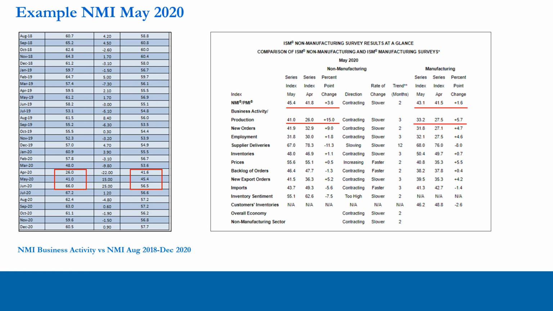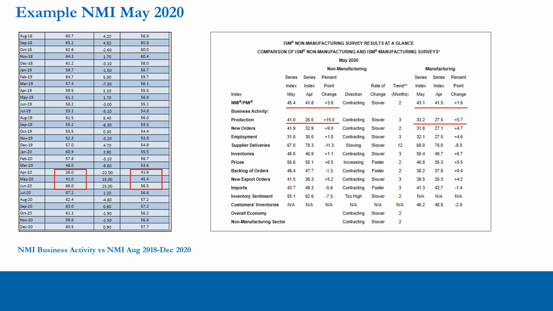So what we've highlighted here is the May 2020 survey for both the composite NMI and business activity, or production, as it's called in the survey. So we have the NMI composite and business activity. May 2020, the big rebound. So you can see the series in April for business activity was 26. And in May 2020, it was 41. So this is the big rebound number. And we know from hindsight, looking at history, that there was a move also from May to June of 41 to 66. But we're looking at the May 2020 situation here.